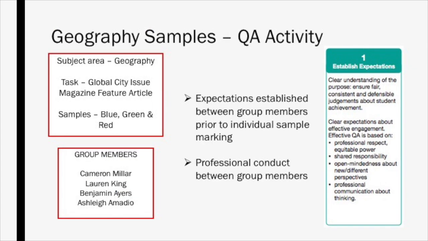I participated in a quality assurance activity where my group members and I marked 3 sample geography assignments on a Global City Issue magazine feature article using the given criteria. With my group members, expectations were established prior to individual sample marking and professional conduct and communication was discussed. Once this was determined, all group members individually marked the assessment samples based on the given criteria and standards.